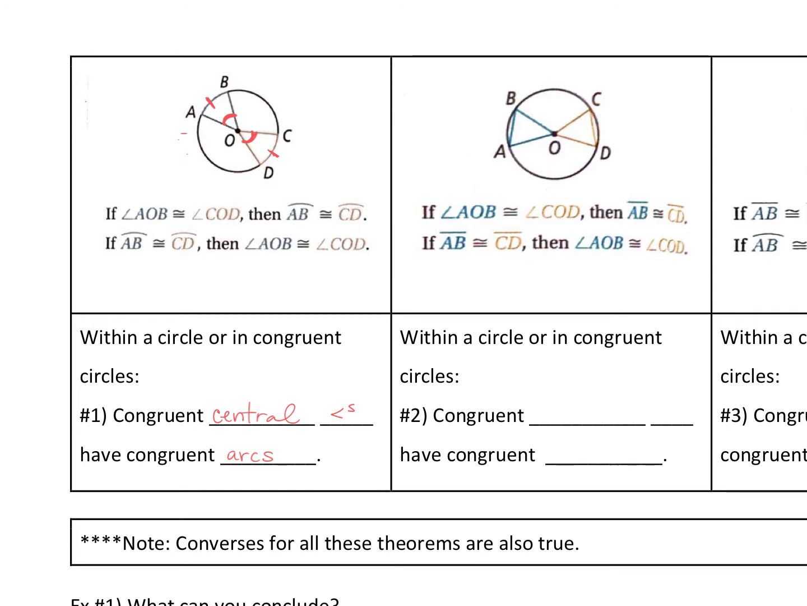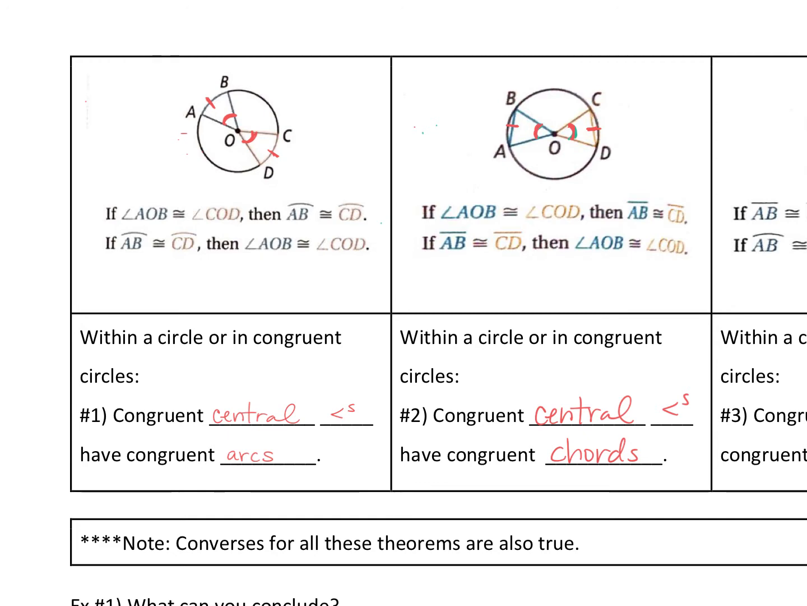The second one says, if angle AOB is congruent to angle COD, so if these 2 angles are congruent, then the chords across from them are also congruent. So now I'm going to stick with red here. Chord AB and chord CD will be congruent. So congruent central angles have congruent chords also. Okay, and vice versa. Congruent chords have congruent central angles.